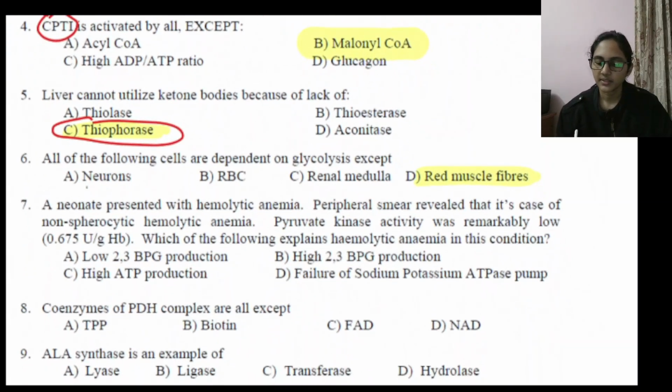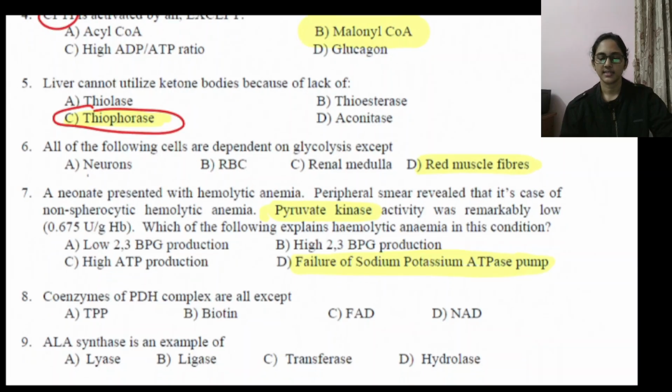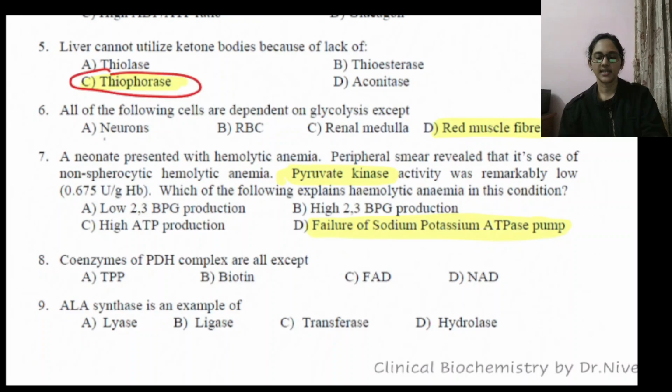A neonate presented with hemolytic anemia, peripheral smear revealed that it's a case of non-spherocytic anemia. Pyruvate kinase deficiency was observed. Okay, so in pyruvate kinase deficiency, how does it cause hemolytic anemia? It is caused by failure of sodium potassium ATPase pump. So that's the reason in case of pyruvate kinase deficient hemolytic anemia. All right. Yes. Next is coenzymes of PDH complex, all except.